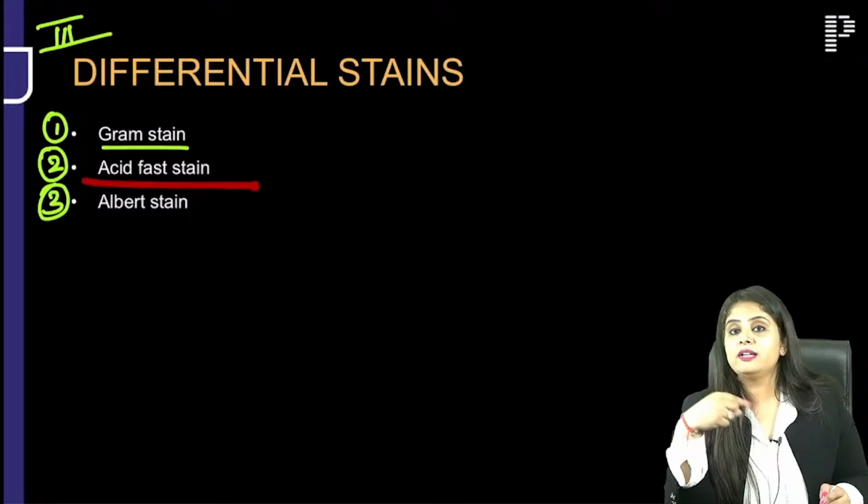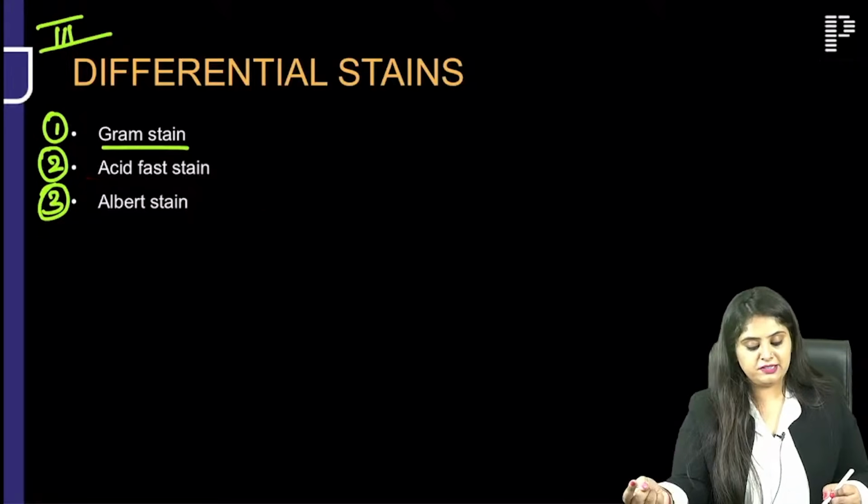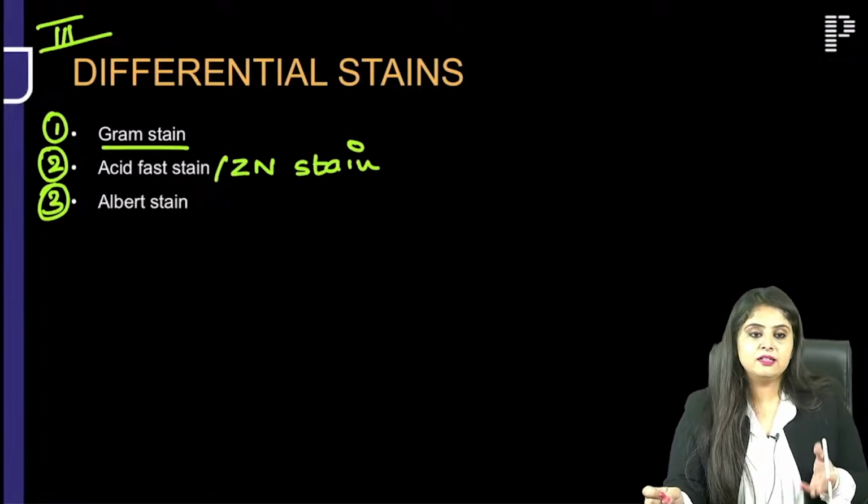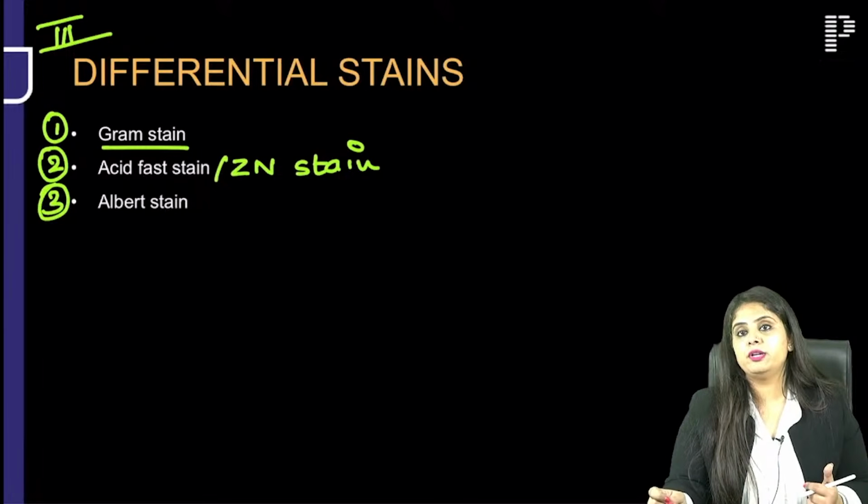And then who had given you the modification? The ZN stain. But unfortunately today, what do we call it? We call it the Ziehl-Neelsen stain. And the third stain that I have with me over here is going to be the Albert stain. So let us start one by one.